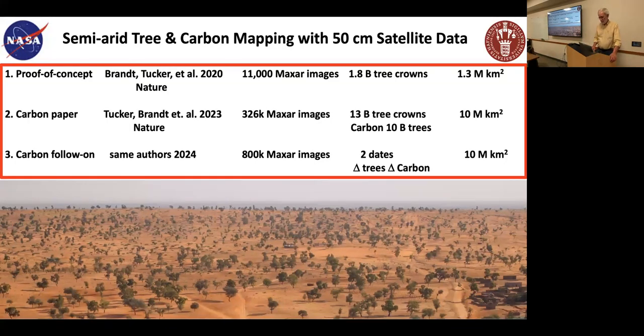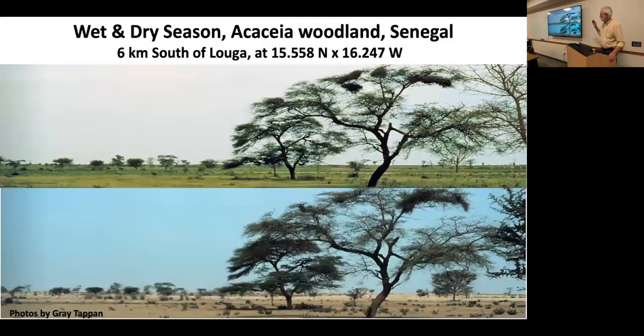I'll explain why. So this is what the landscape looks like. You're south of the Sahara Desert in the semi-arid zone. This is from the Sahelian zone, a place where I've worked since 1981, off and on. And you have scattered trees. This is what the landscape looks like. It's for the most part pretty flat.